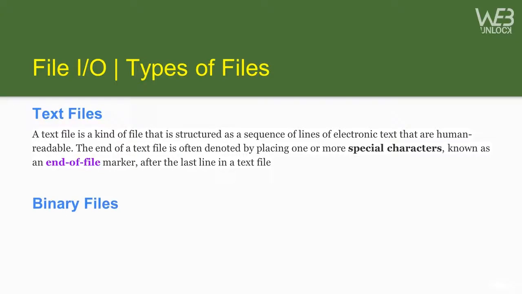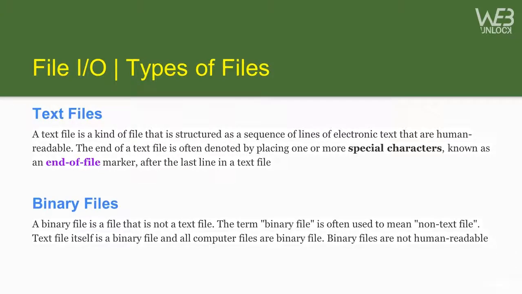The second type is called binary files. A binary file is a file that is not a text file. The term binary file is often used to mean non-text file. A text file itself is a binary file, so in fact you can open up a text file as binary and look at its data as binary data, because at the end of the day the text is just a sequence of bytes, but we as humans can read it, so it gets displayed to us in a human readable fashion. On the other hand, binary files are not human readable. They will just look like garbage to you if you try to print them out.